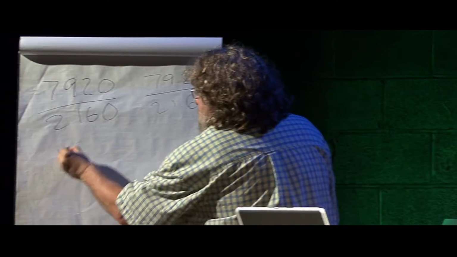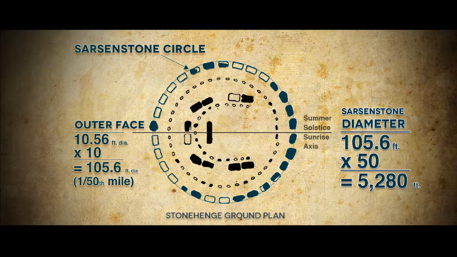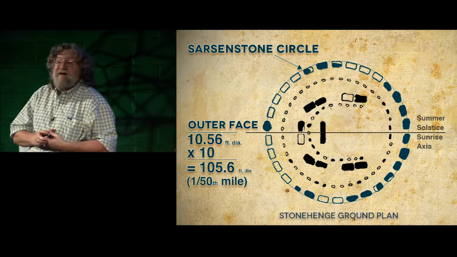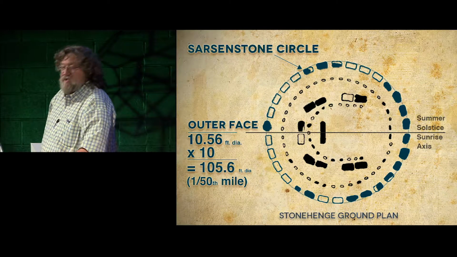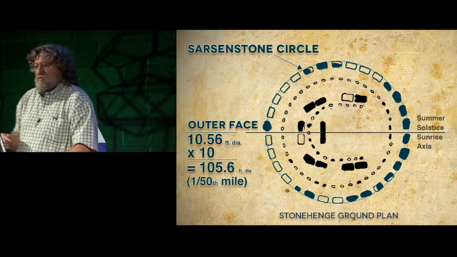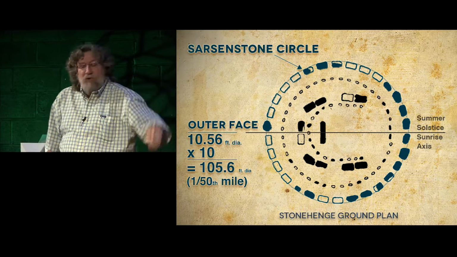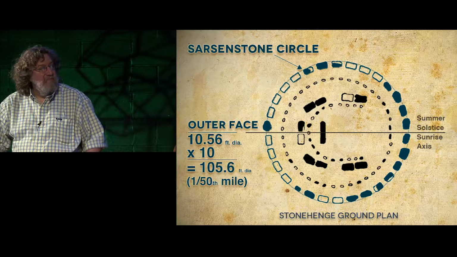Let me write down this number, 10.56 and 105.6. And remember, if we take this number times 50 equals 1 mile. And the fact that they were using this and that it is an even subdivision of the mile does suggest strongly that the mile was in use at the time Stonehenge was built, some 4,000 to 4,500 years ago. The number 10.56 is significant, as we'll see.